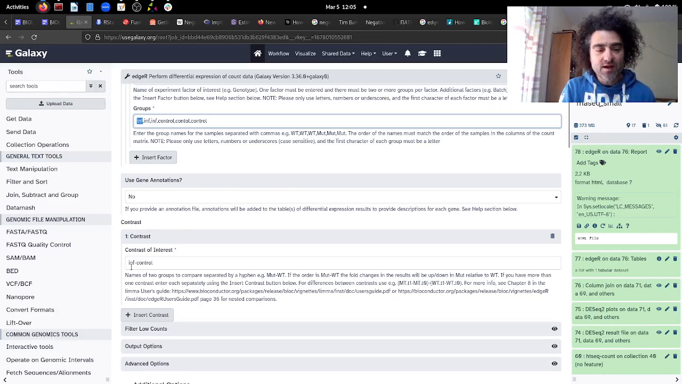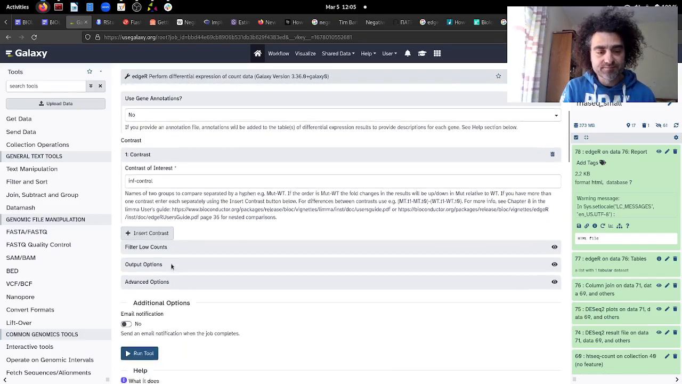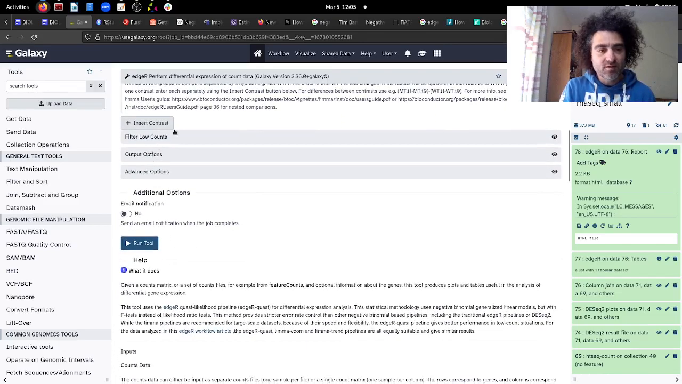Because if I find that a gene is overrepresented, it will mean that it has higher expression values in the infected animals compared to the control. If I had put this in a different order, overexpression would mean that it has higher expression values in the control compared to the infected. Okay, so everything is here.